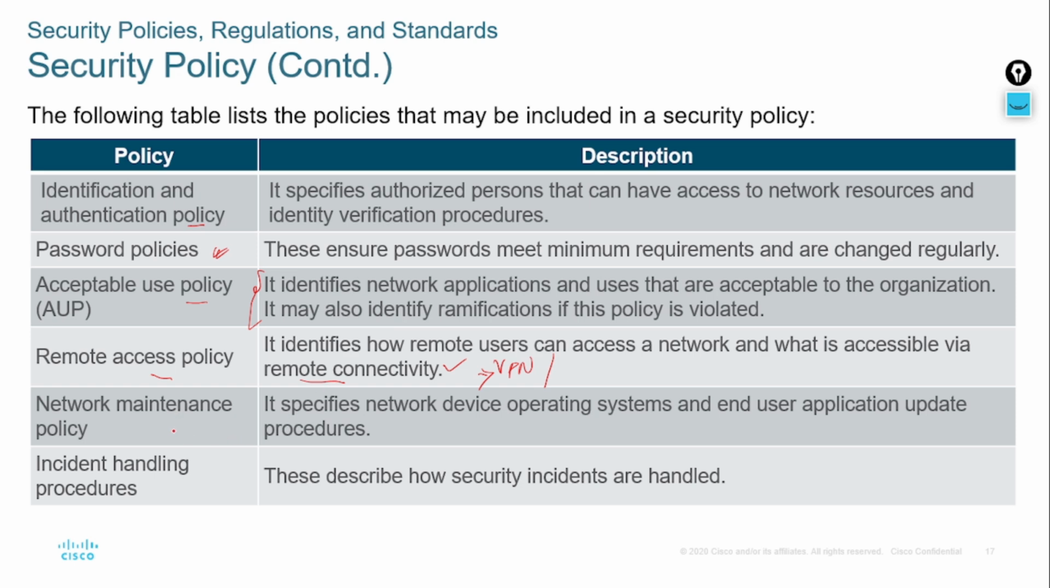Network maintenance policy specifies network devices or operating systems and end user applications update procedures. And then we also have incident handling procedures. In case an incident occurs, how is that incident going to be handled, who is going to be in charge, and so on. So all that is under incident handling and response, of course.